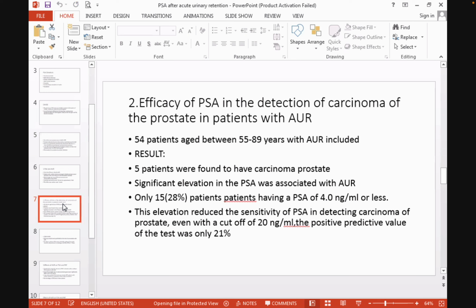So you're trying to say that if a patient presents with acute urinary retention, it is not possible to detect carcinoma of the prostate, even if PSA is above 20. Yes, madam, because it may be secondary to BPH, in which the pathology was suggestive of a prostatic infarction, which causes leakage of PSA from the prostatic epithelium, madam. So that may also cause the high PSA. 5 patients, that is 10%, have malignancy, 28% have less than 4. That is almost 38% of patients will have to be excluded out of it, no? Yes, madam.